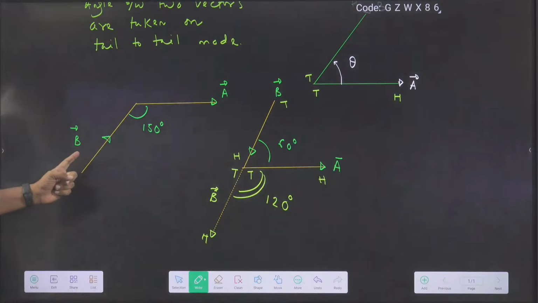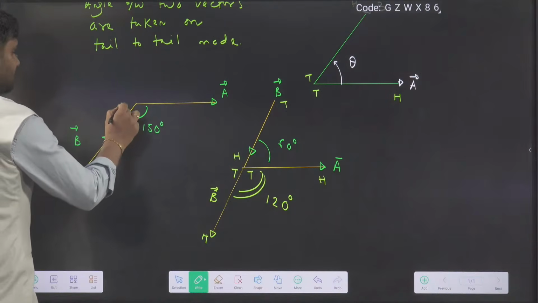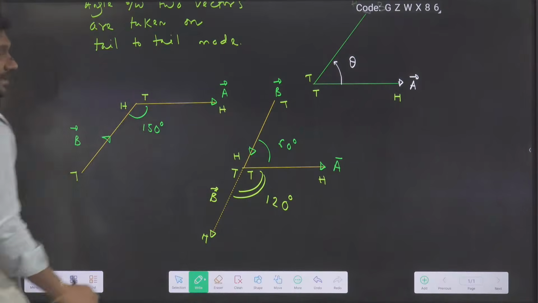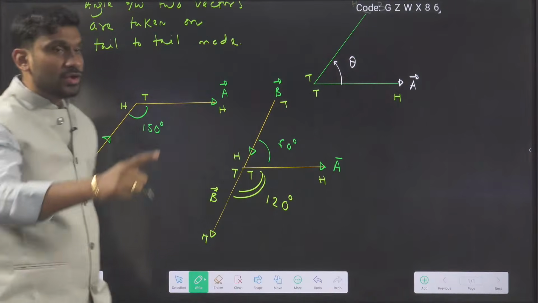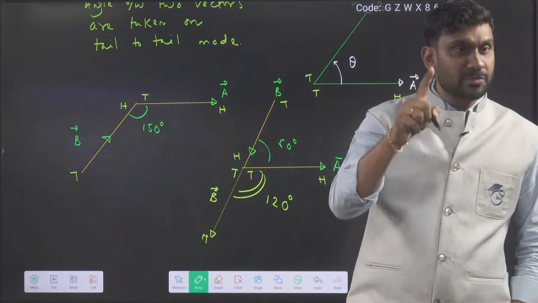Similar case here. Look at this particular case. Here also, this is the tail of B vector. This is the head of B vector. Here is the head of A vector, but tail of A vector. Head, tail are meeting. Once we see head, tail, we do not take the angle. It has to be tail, tail.